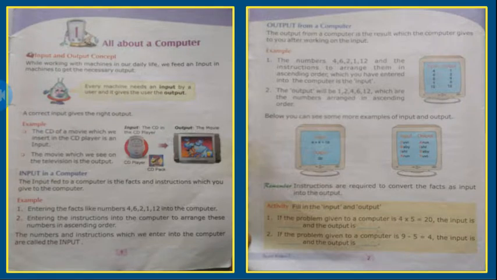While working with a machine in our daily life, we feed an input in a machine to get the necessary output. Every machine needs an input by a user and it gives the user the output. A correct input gives the right output. For example, the CD of a movie which we insert in a CD player is an input. And the movie which we see on the television is the output.